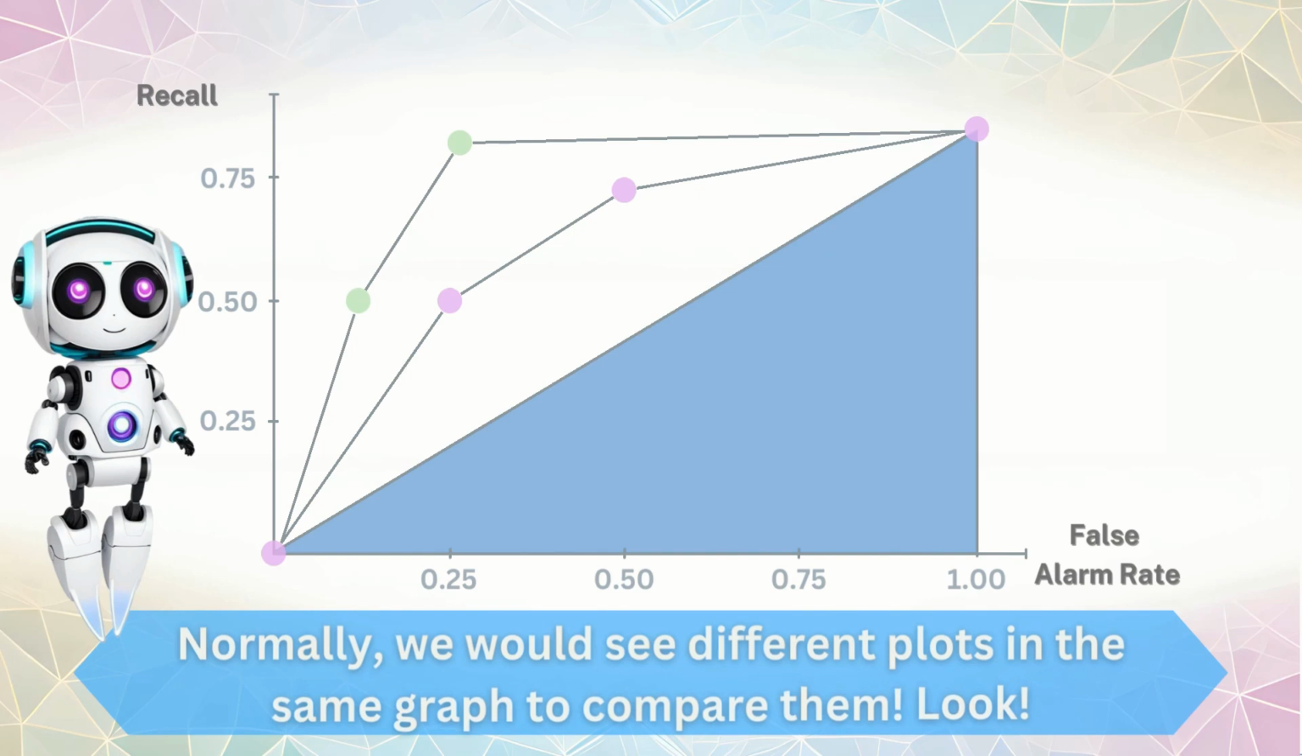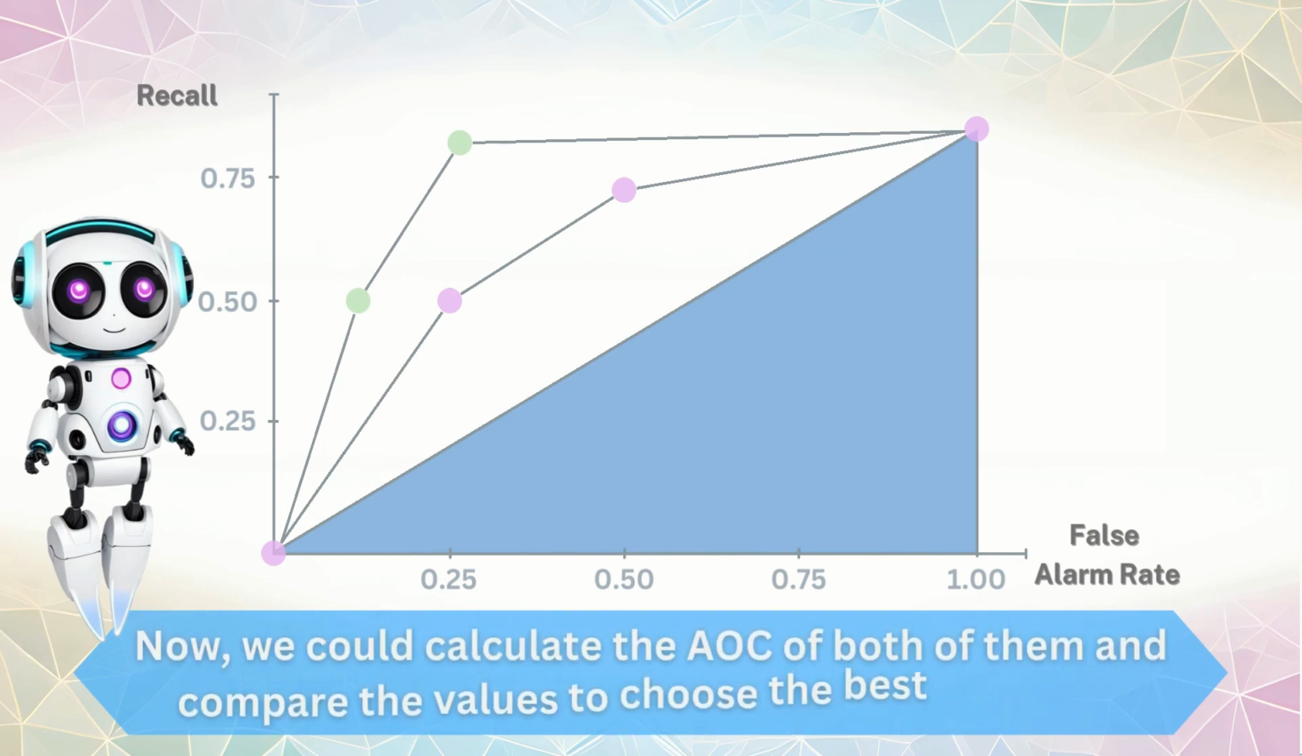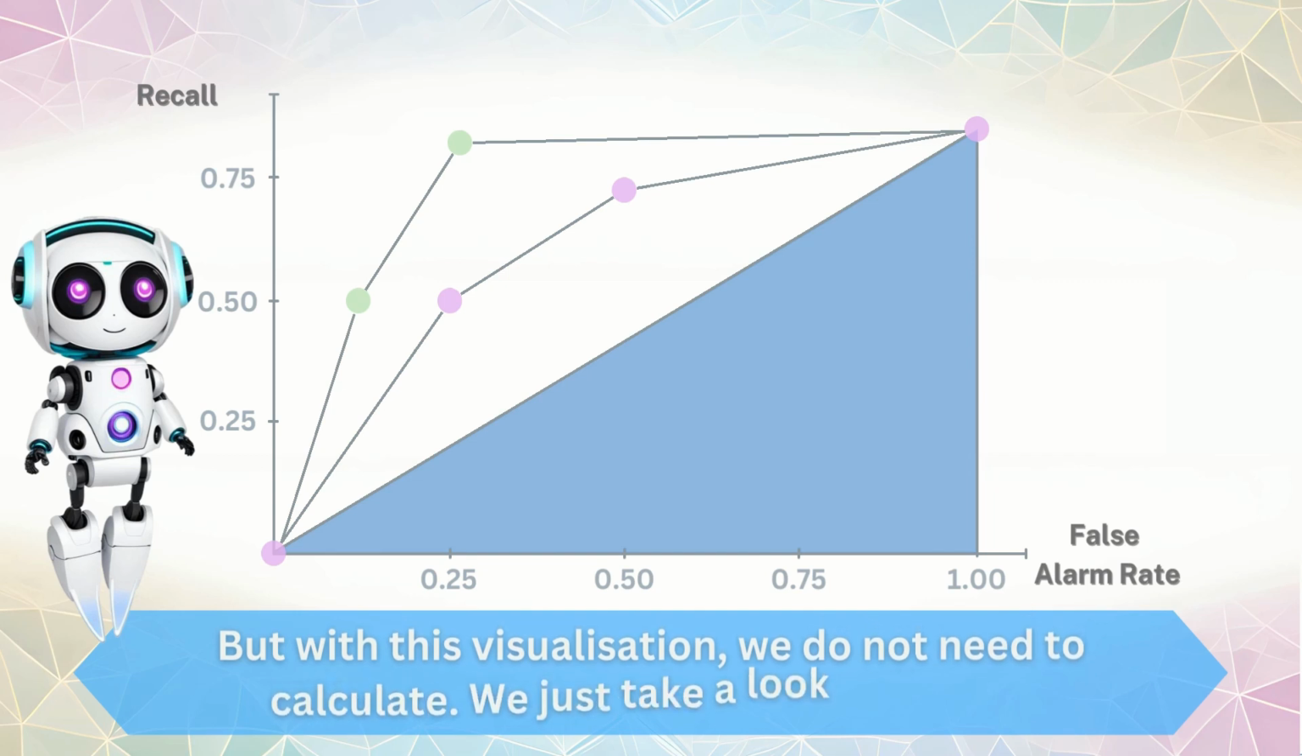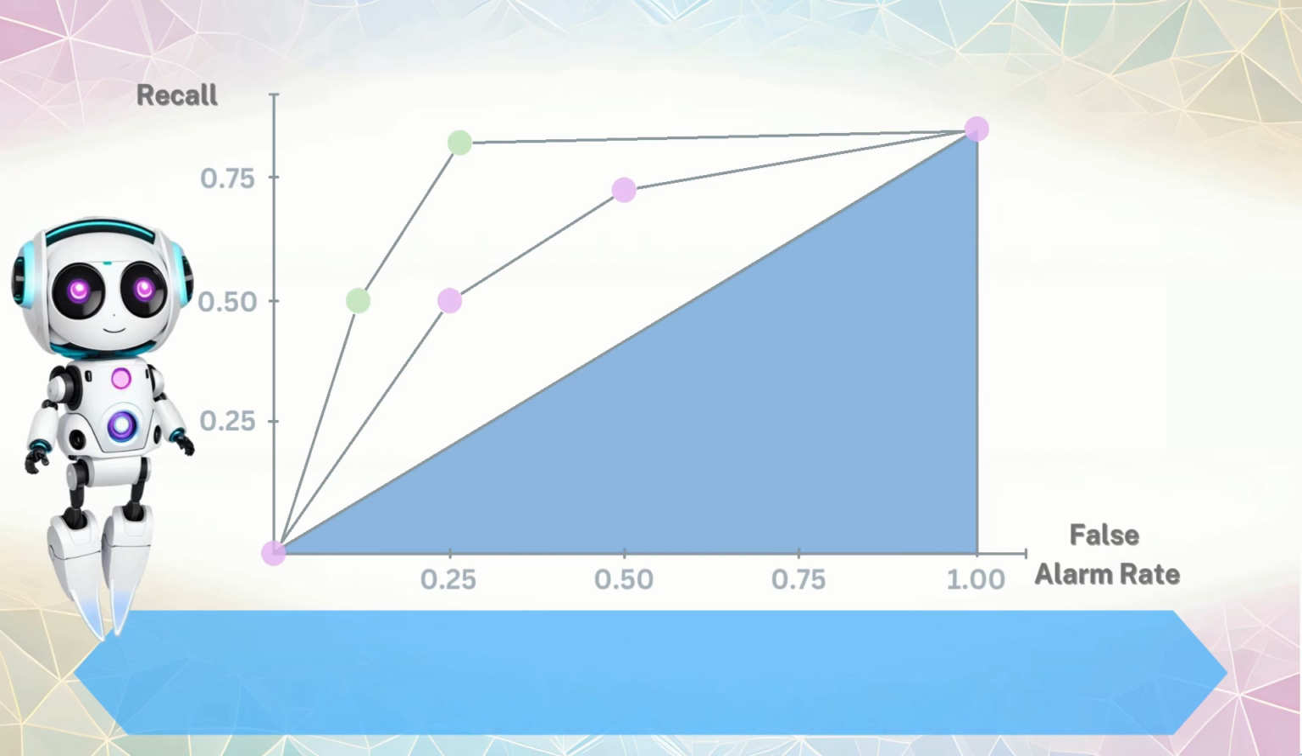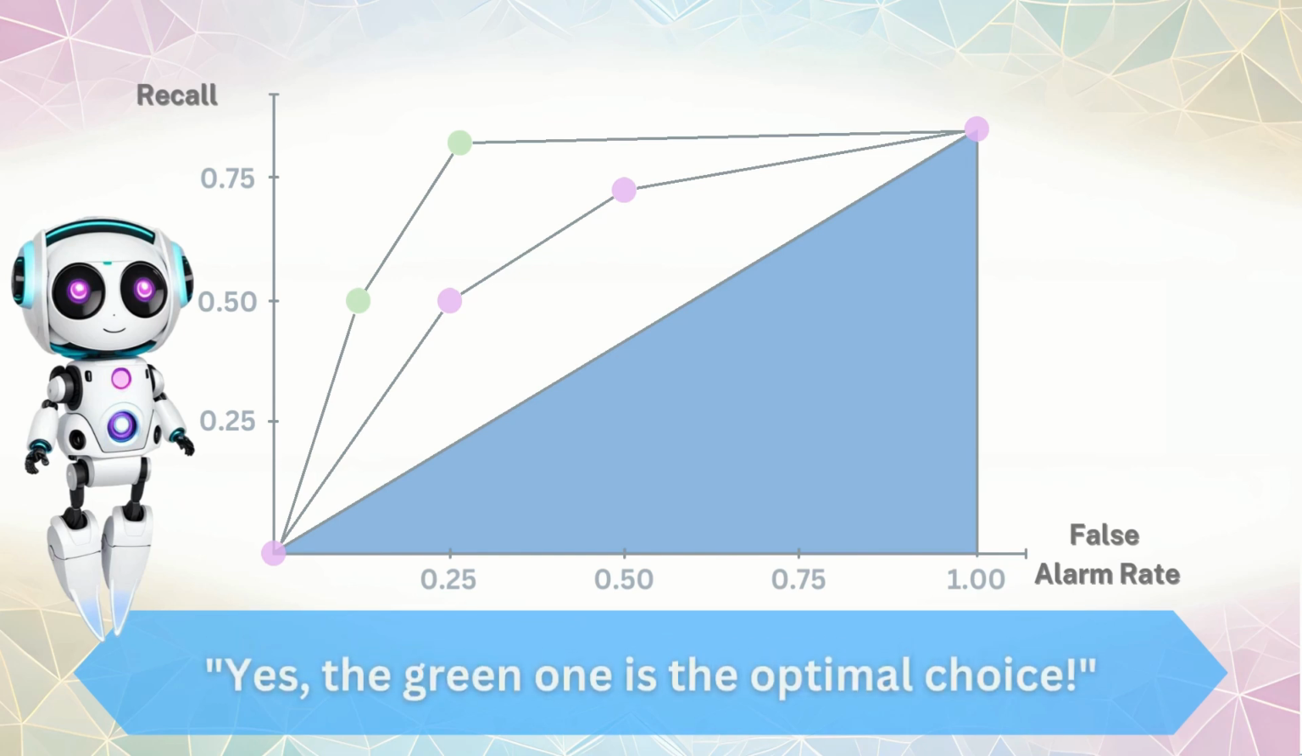Normally, we would see different plots in the same graph to compare them. Look! Now we could calculate the AUC of both of them and compare the values to choose the best classifier. But with this visualization, we do not need to calculate. We just take a look and think, yes, the green one is the optimal choice.